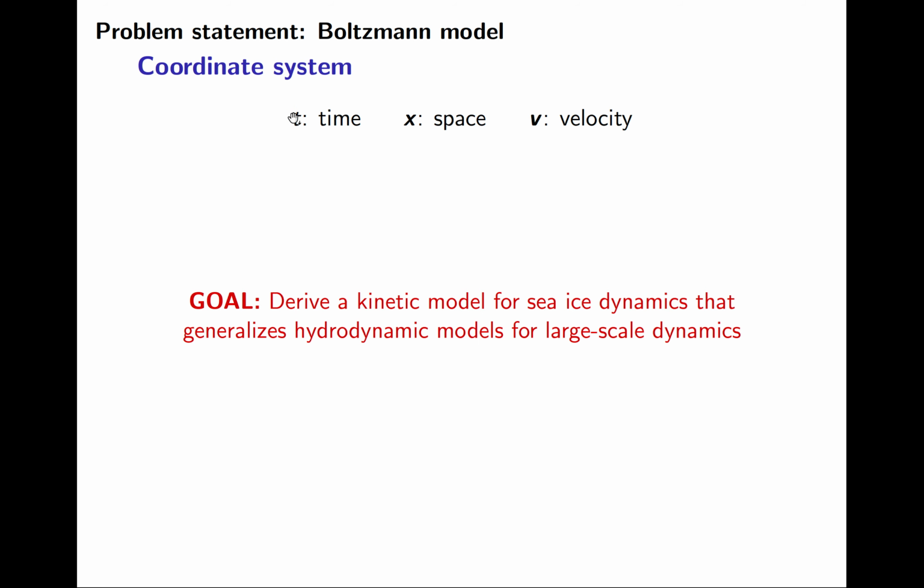The first is time, because of course ice is dynamic. The second is space, where x is just some physical location in the Arctic or whatever basin that you're interested in. And the velocity coordinate v is a little bit different than in typical models for sea ice or many other things, where instead of the velocity being an unknown field that we have to evolve, we now incorporate the velocity as part of our coordinate system.